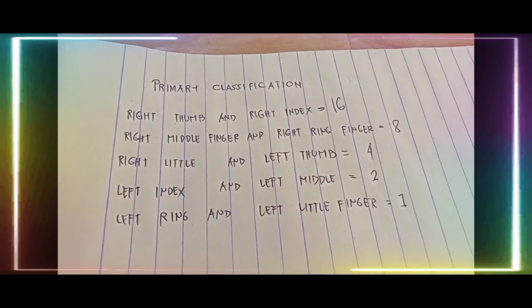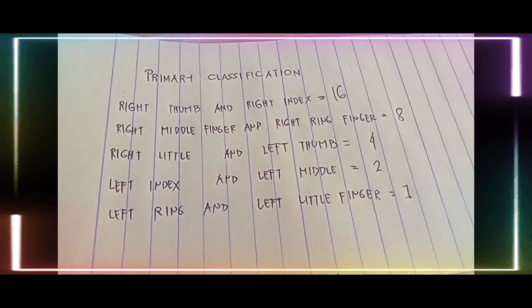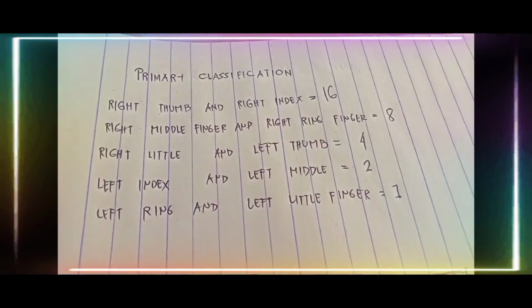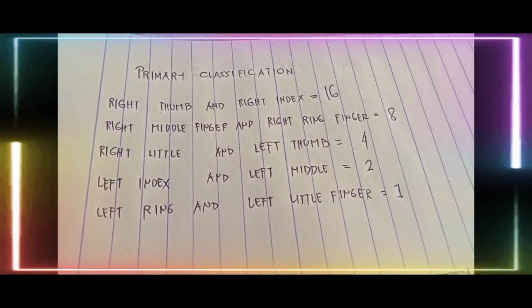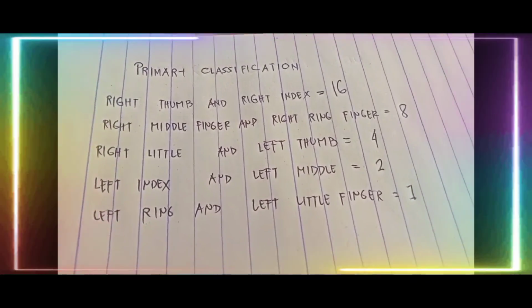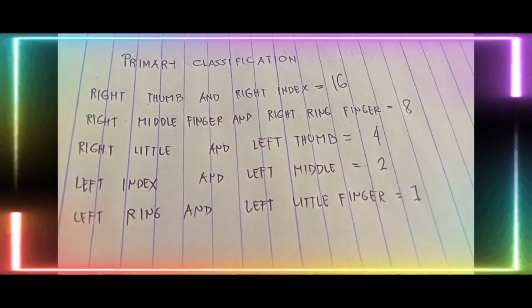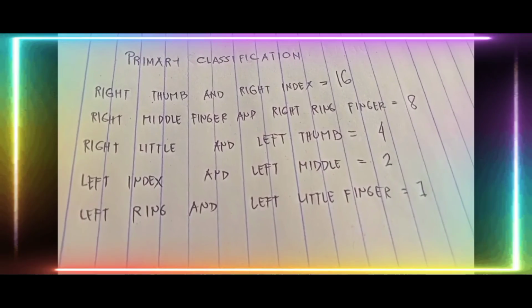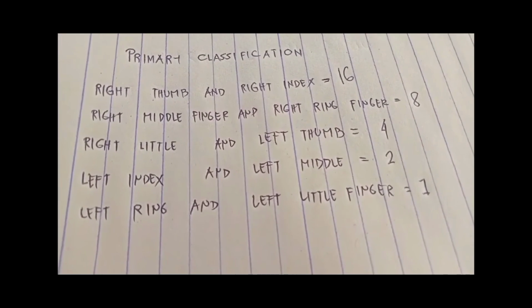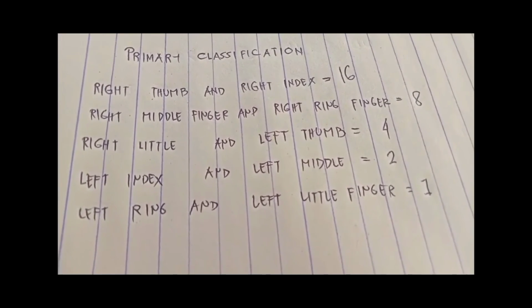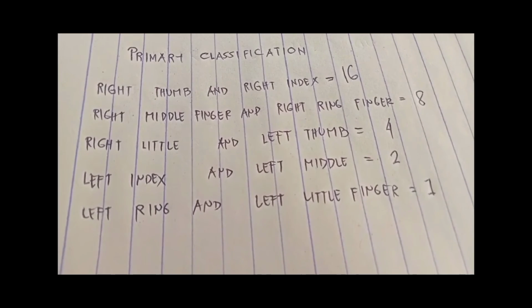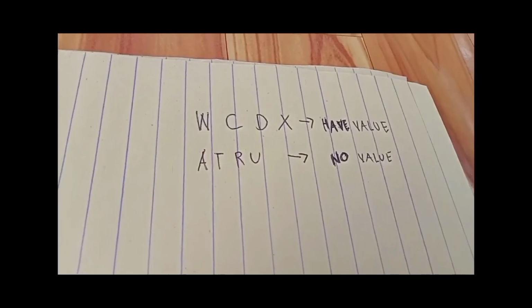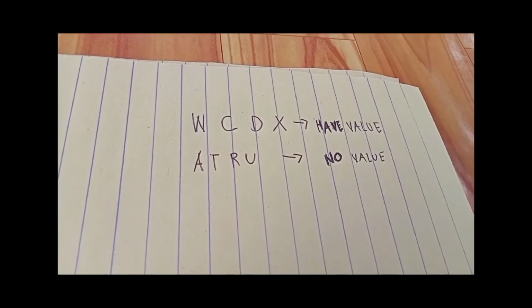For the primary classification, it involves the 10 fingers, and each finger has a value. For the right thumb and right index, it has a value of 16. Right middle finger and right ring finger, it has a value of 8. Right little and left thumb, it has a value of 4. Left index and left middle, it has a value of 2. And for the left ring and left little finger, it has a value of 1. And always remember those who have value.